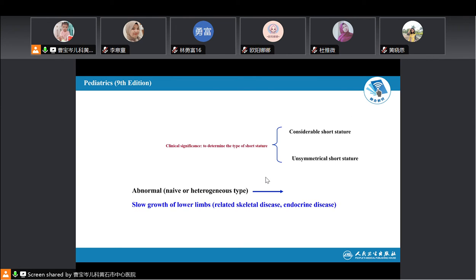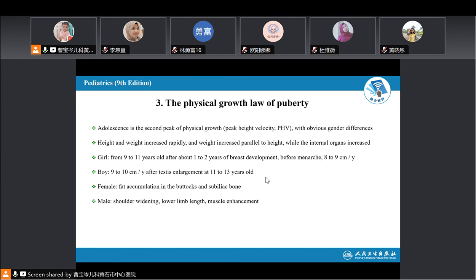The clinical significance is to determine the types of short stature. Proportionate short stature. Disproportionate short stature: abnormal length or heterogeneous type, with slow growth of lower limbs, related to skeletal disease and endocrine diseases.